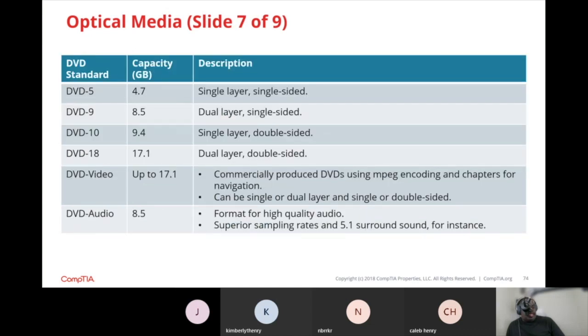So DVD 5 is 4.7 gigs, single layer, single sided. DVD 9, 8.5, was dual layer, single sided, meaning there were two layers on top of it. DVD 10 was single layer, double sided, 9.4 gigs. DVD 18 was dual layer, double sided. DVD video was up to 17, and DVD audio was just 8.5.